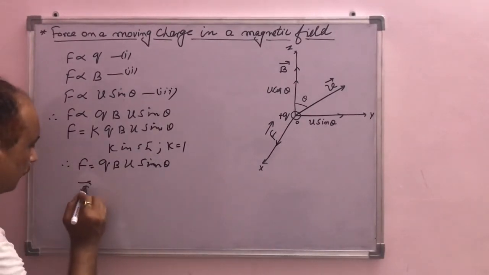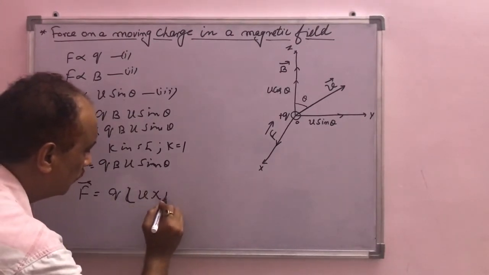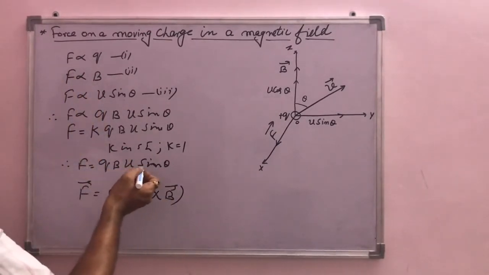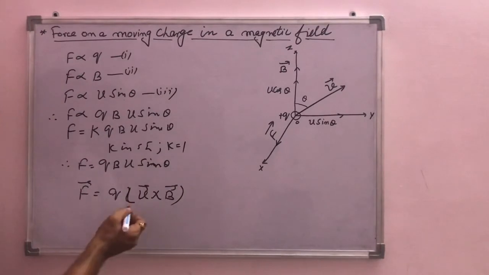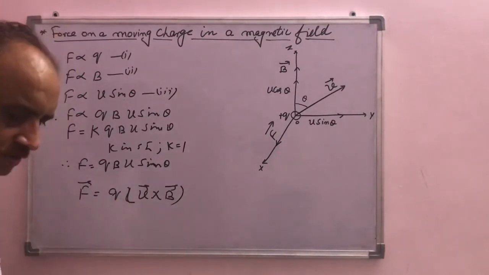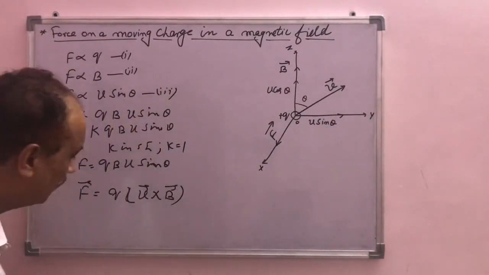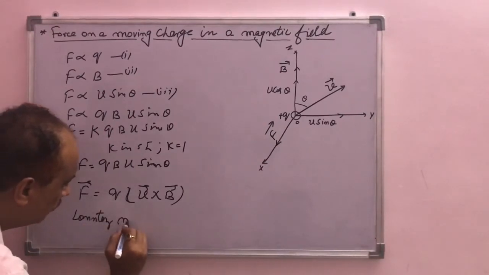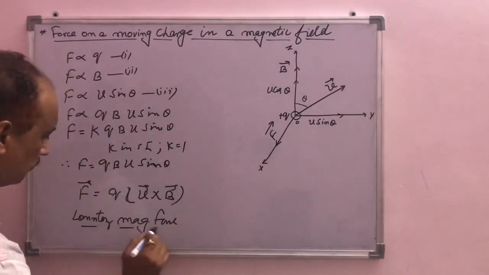Therefore, vector F will be equal to q v cross B vector, because v cross B is equal to B v sin theta. So we can write it like this, and this is the force acting on the charged particle. This force is also named the Lorentz magnetic force. It is also called the Lorentz magnetic force.